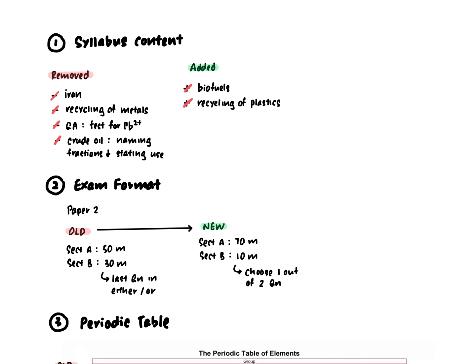Another important change would be the exam format. If you look at your TYS, you would see that in the past year papers, paper 2 consists of two sections, A and B. Your section B, question 1 is a database question, followed by another compulsory question, and then the last question is an either-or question. So starting from 2024, you'll be sitting for the new format, where section A is a whole 70 marks. Your database question would also appear in section A, likely to be the last question in section A. And then for section B, there will be two 10-mark questions. You're supposed to choose one.